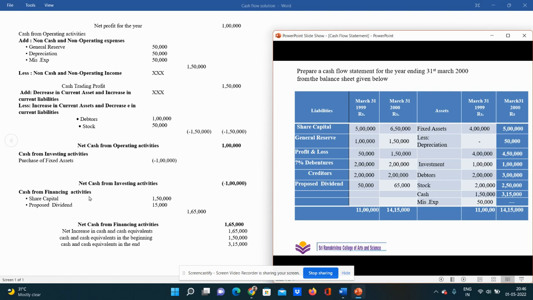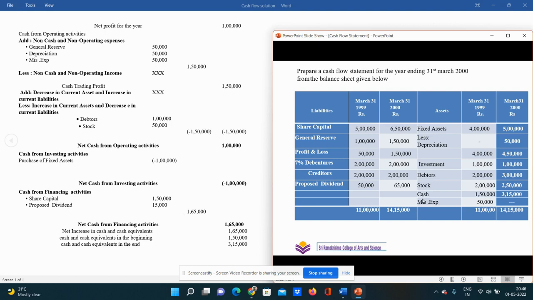Cash from financial activities: we have already known that financial activities are the sources of investment as well as from the bankers. So share capital and proposed dividend 1,65,000. So my sum has a net increase in cash and cash equivalents of rupees 1,65,000.